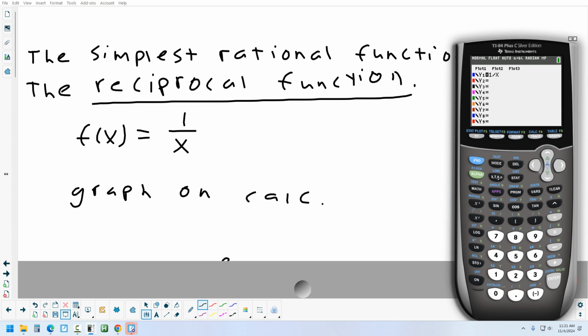Okay, when we graph that, the calculator is going to do part of it fine. It's going to do a good job with it. And then there's another part it's going to graph that it doesn't.